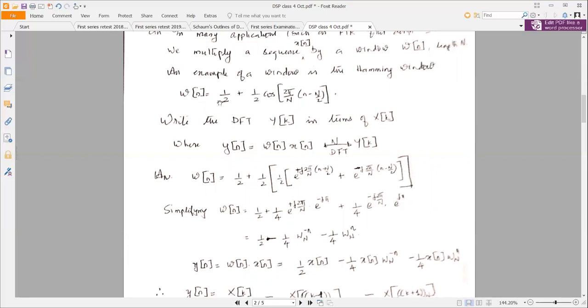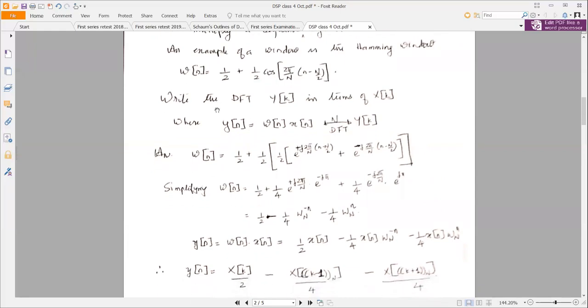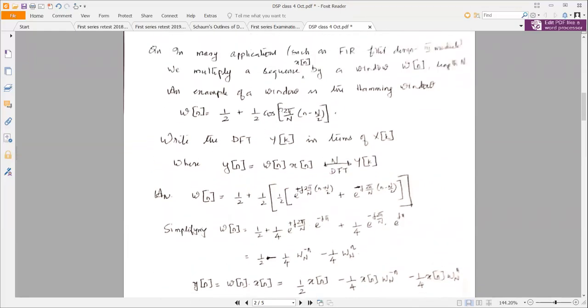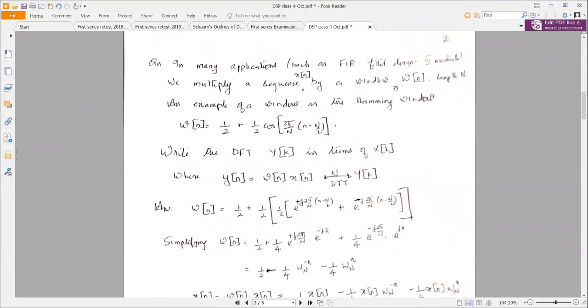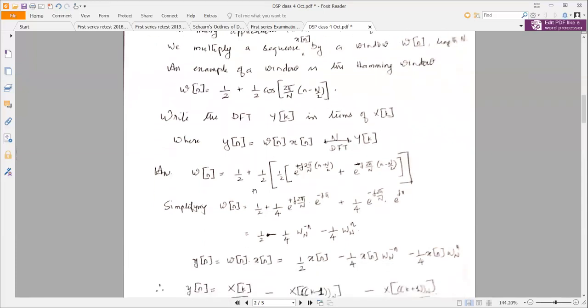w of n is equal to 1 by 2 plus 1 by 2 cos of 2 pi by N into n minus capital N by 2. Now, you are asked to write the DFT of the sequence y of n, which is the windowed input sequence, which is w of n into x of n. So you are asked to find out Y of k, which is the DFT of y of n.